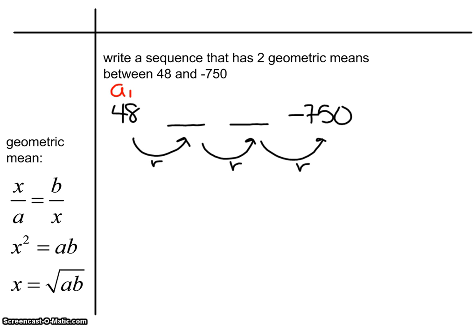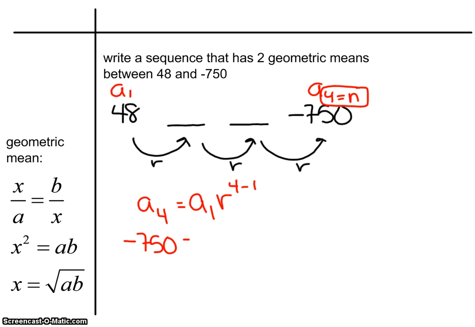There's my a sub 1. There's my first term. This is my 4th term. And so what that means is that this sequence that I'm dealing with has 4 terms, making n equal to 4. So when I set up my a sub n, again, n can be any numbered term, so I'm going to go with a sub 4 equals a sub 1, r to the n, which is 4 minus 1. Now, what is a sub 4? A's are always terms in my sequence, so it's -750. First term, r cubed.